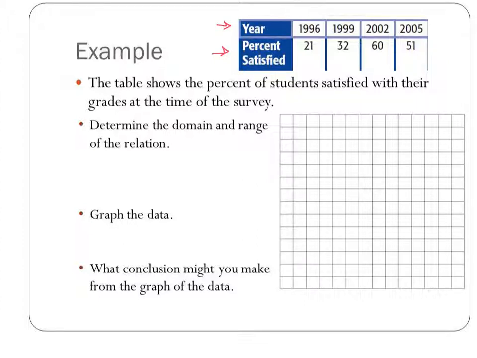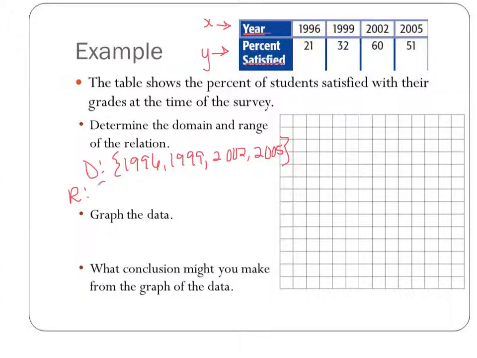But if I'm looking at year and percent satisfied, does the year it is depend on how many were satisfied, or does how many were satisfied depend on the year? Right, how many were satisfied depends on which year it was. So this is your y, this is your x. So my domain is my x's, so we're looking at 1996, 1999, 2002, and 2005. And my range is my y's, and so we're looking at 21, 32, I'm going to put 51, and then 60, so that they're in numerical order.